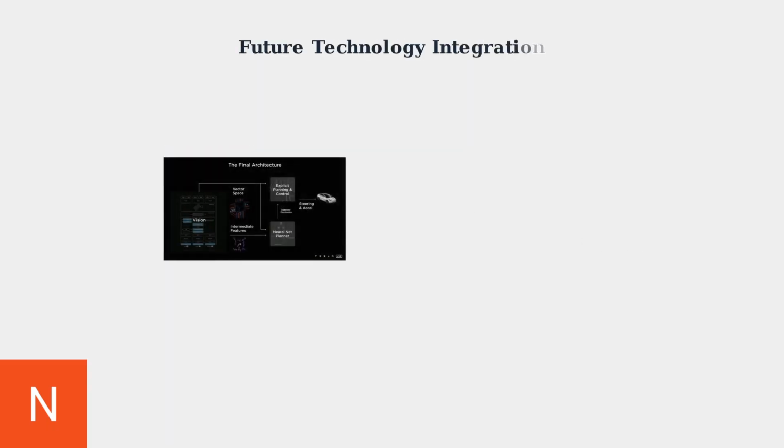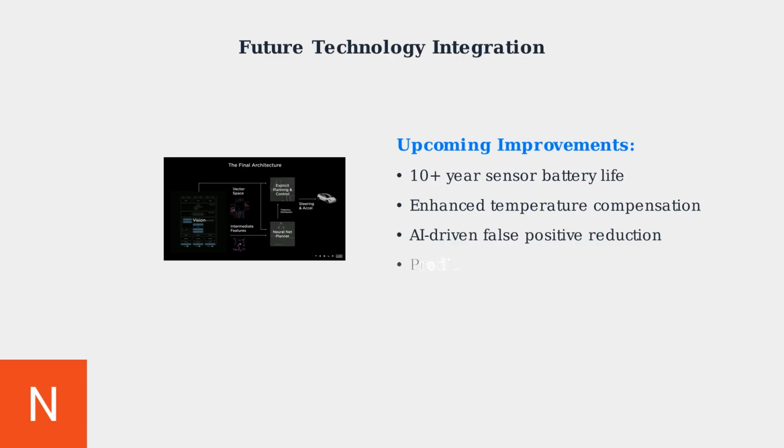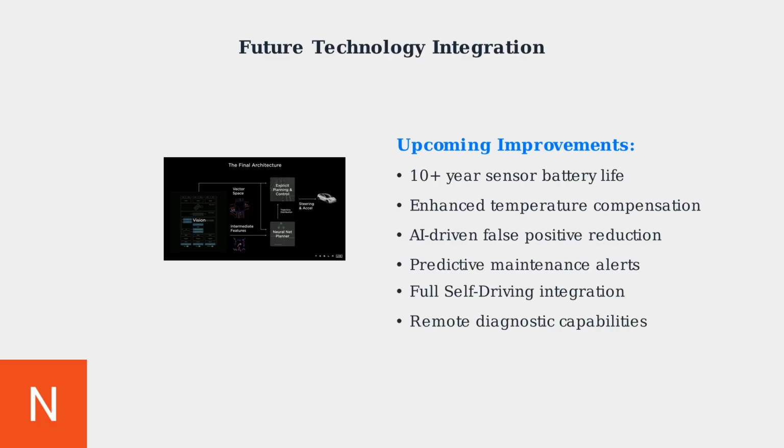Tesla's TPMS technology is rapidly evolving with integration into autonomous driving systems. The tire pressure data is becoming increasingly critical for full self-driving capabilities and predictive maintenance algorithms. Future improvements include sensor batteries lasting over 10 years, enhanced temperature compensation, and AI-driven algorithms that significantly reduce false positive alerts while improving overall system reliability. By following these advanced solutions and prevention strategies, Tesla owners can maintain optimal TPMS performance and prepare for the enhanced capabilities of future autonomous driving systems.